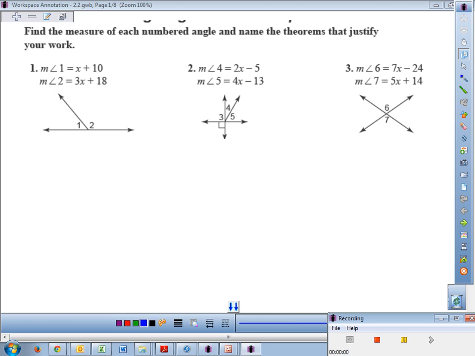Section 2.2 in advanced geometry. Starting off with some simple ones. Find the measure of each numbered angle and name the theorems that justify your work. So we just got to talk ourselves through it in this problem. What kind of angles are 1 and 2, my friends?